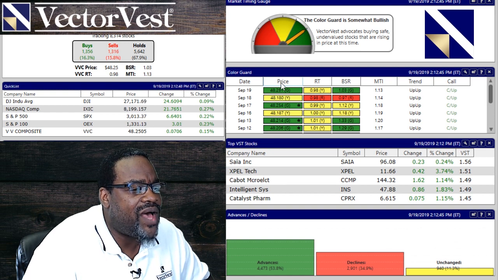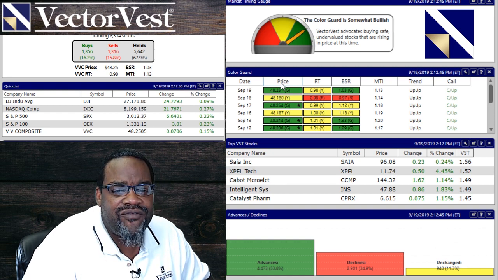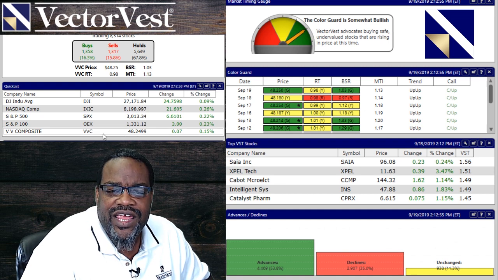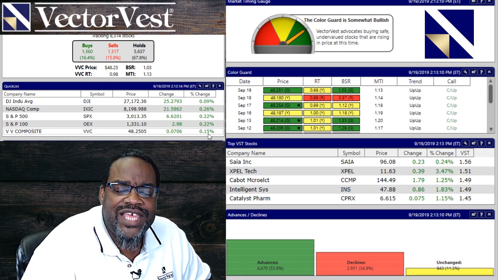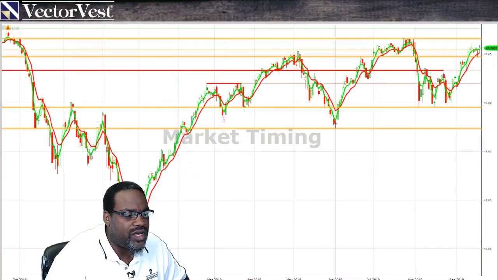The VectorVest Composite is an indexed arithmetic average of all of the stocks that we track, and it's also on our quick list, noted here as VVC or VectorVest Composite. This is the indicator that we use to time the market. We can see that all of the major indices are up today, with the Dow slightly up, more flat to up, but the NASDAQ is up 0.25%, the S&P up about 0.2%, and the composite up about 0.1%. So everything is up. Let's go back to the market timing graph.